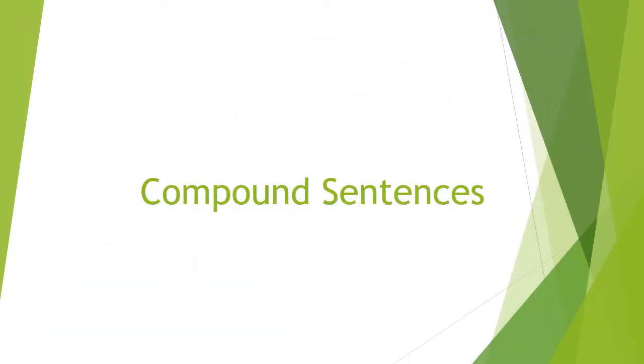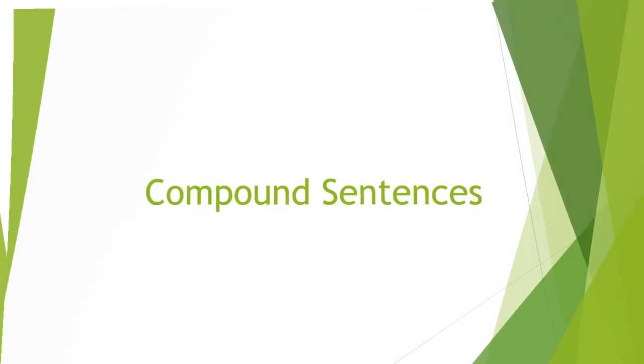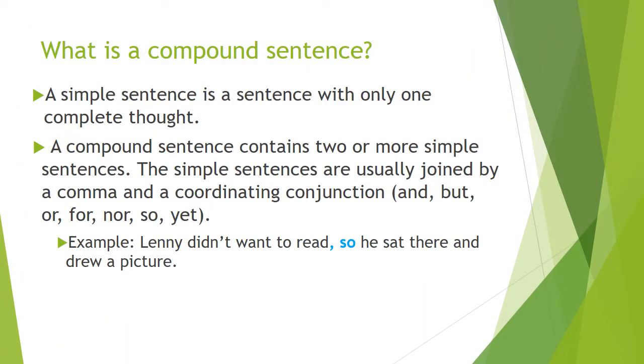Now let's take a look at compound sentences. What is a compound sentence? A compound sentence contains two or more simple sentences. And these simple sentences are usually joined by a comma and a coordinating conjunction. Remember, a simple sentence is a sentence with only one complete thought. And coordinating conjunctions are words like for, and, nor, but, or, yet, and so.